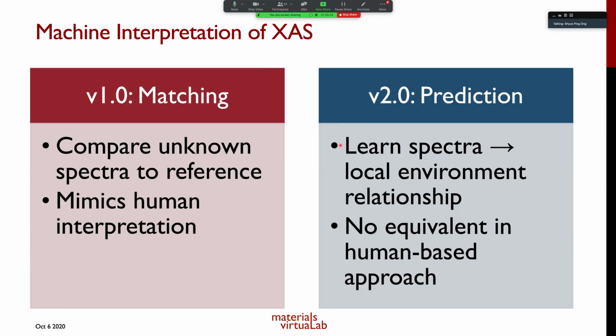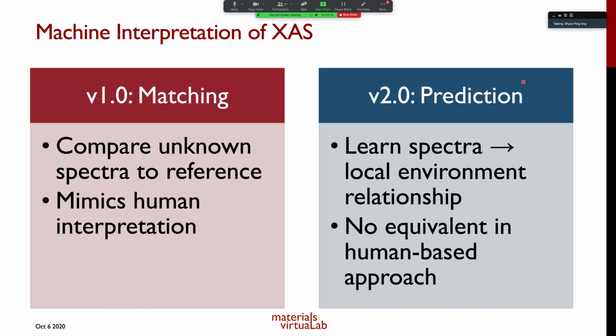Now that we have the data, the question is, how do we build a machine learning model to interpret the X-ray absorption spectra? There are two versions. Version 1.0, the first method that we came up with, is basically matching. We just compare whatever unknown spectra we have to all the calculated spectra that we have. In other words, this is trying to get the machine to mimic human interpretation. We are just comparing to references, and whatever looks most alike, that's basically our answer.